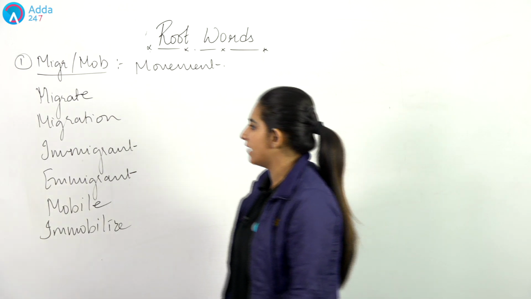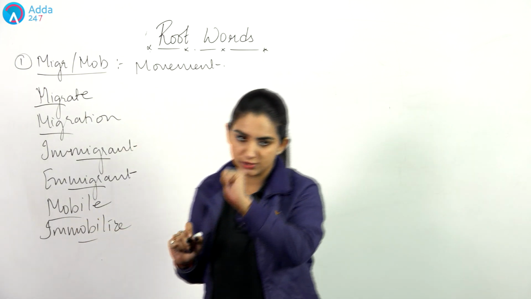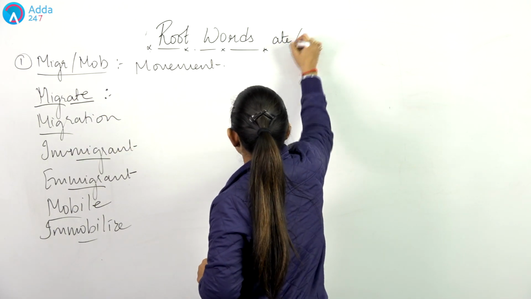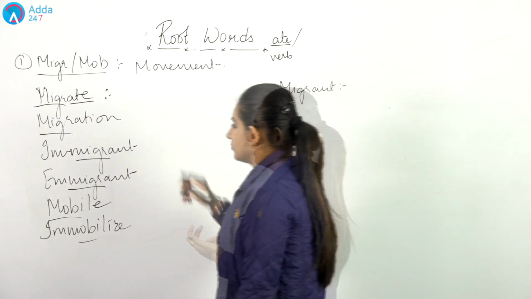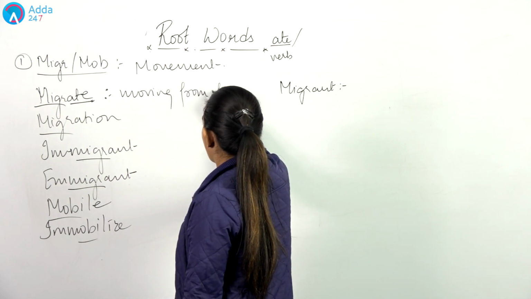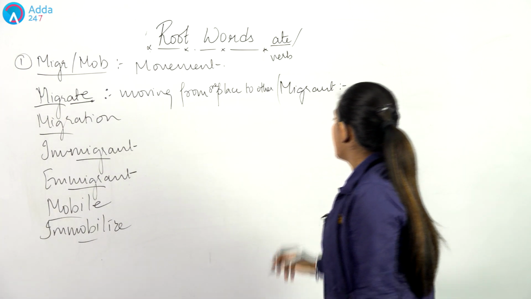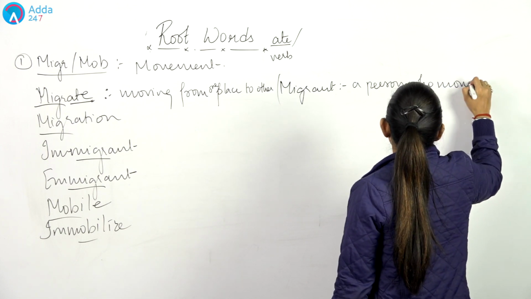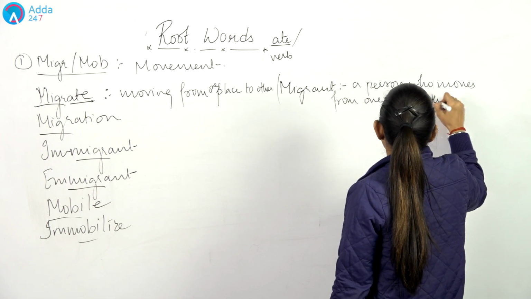So if you can see, we have either migr written or mob written in each word. So the first word is migrate. As we all know, whenever a word ends with ate, it is used as a verb in English grammar, right? So migrate means what? Moving from one place to the other, and migrant is a person who moves from one place to the other.